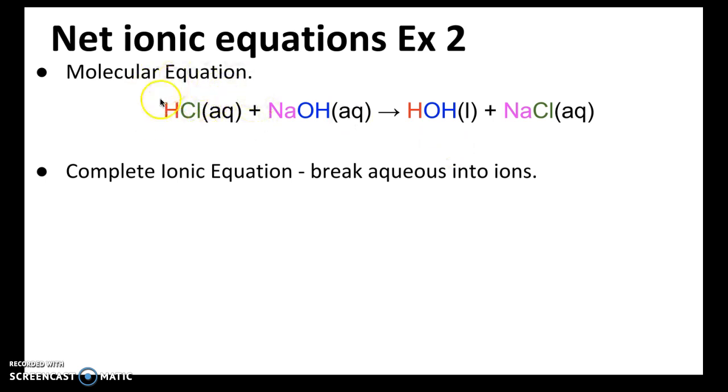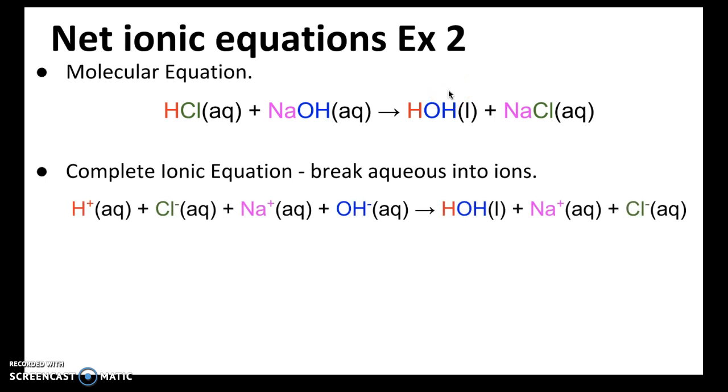That's right, we can break apart HCl, NaOH, and NaCl because they are all in aqueous form. Water, which I've written here as HOH, but I can also write it as H2O, is in liquid form, so we cannot break it apart. All right, so this is what it looks like when I break it apart into their ions: H+, Cl-, Na+, OH-. On the product side, we have HOH, which is again just water, Na+, and Cl-.